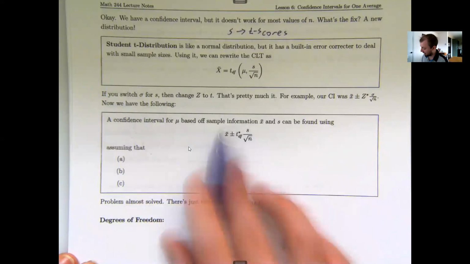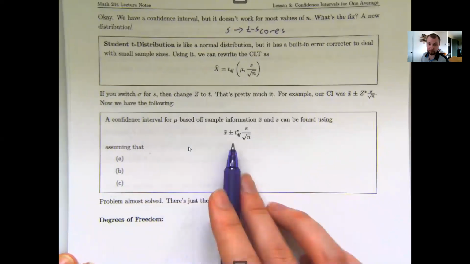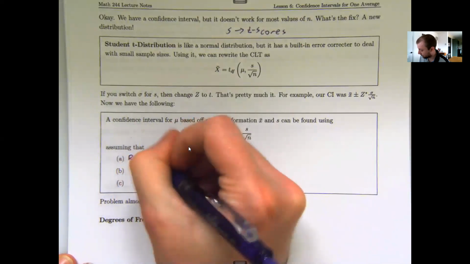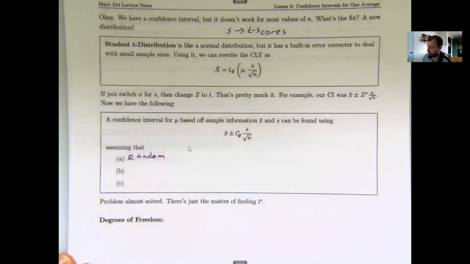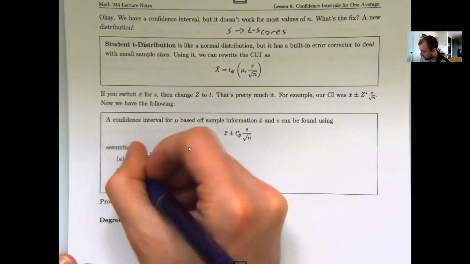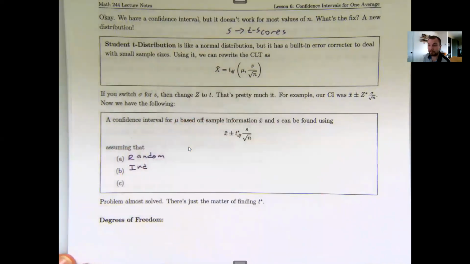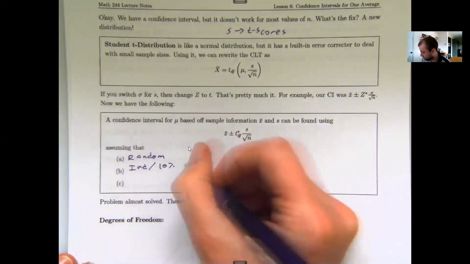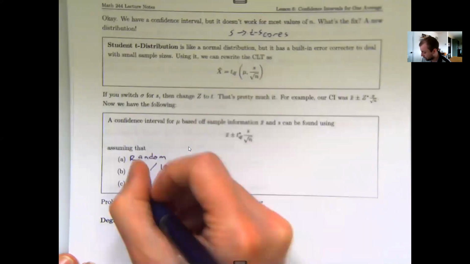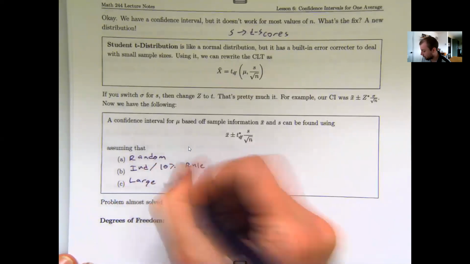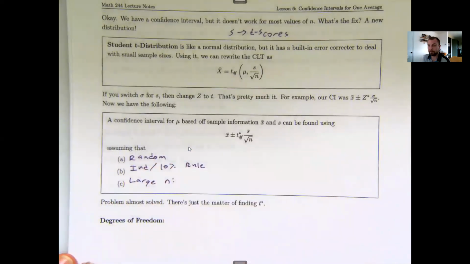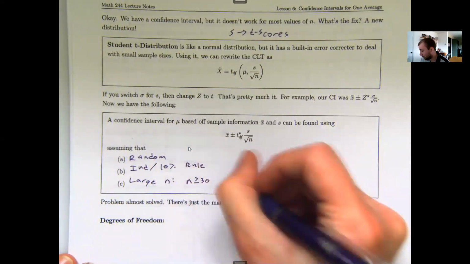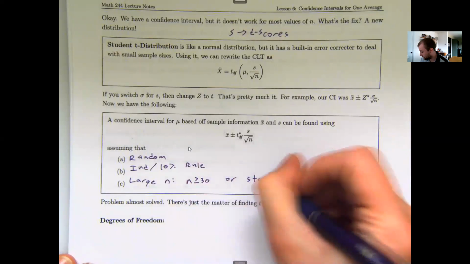So here's that formula I had from the previous page, just changing this to a t. My assumptions should look pretty familiar. Random, by that I mean no bias. Independent, one sample does not affect another. That's hard to gauge sometimes, so the backup for this is a 10% rule. And the last assumption is a large sample size n. Again, this is n greater than or equal to 30, or it starts normal.